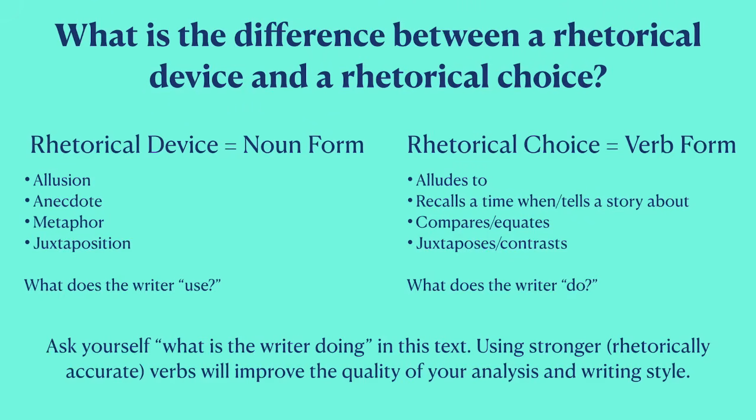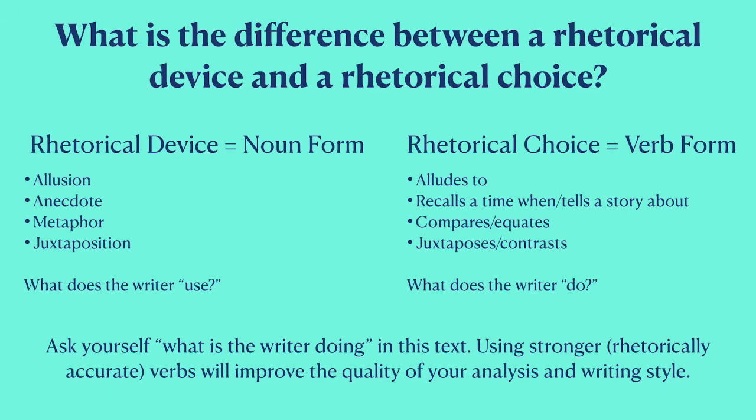The difference between a rhetorical device and a rhetorical choice is that a device is going to be a noun. It's something that the writer uses, whereas a choice is going to be a verb. It's something that the writer is doing. In some cases, it's going to be rather easy to take a rhetorical device in the noun form and turn it into a rhetorical choice in the verb form.